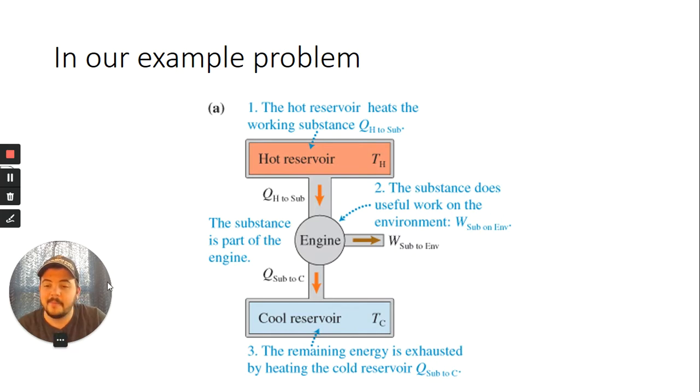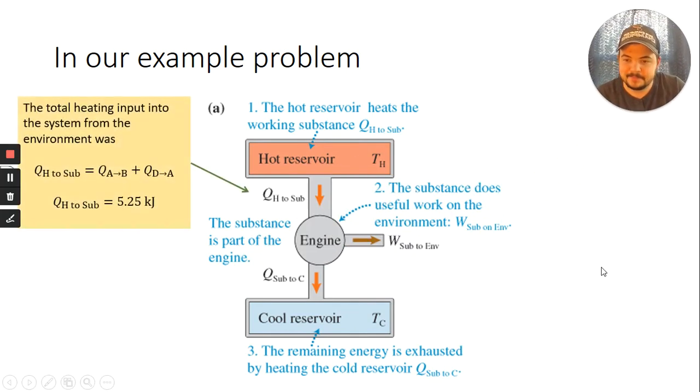Here's our example problem. So where did that fit in? The heating that was done to our substance happened from A to B and from D to A, if you go back and look at that picture. If you add up those two heating sources, that's going to be 5.25 kilojoules that we added into our system total through a heating process.